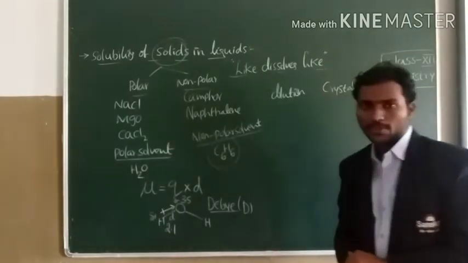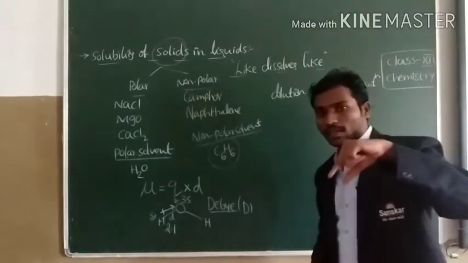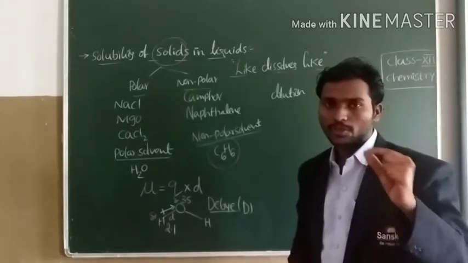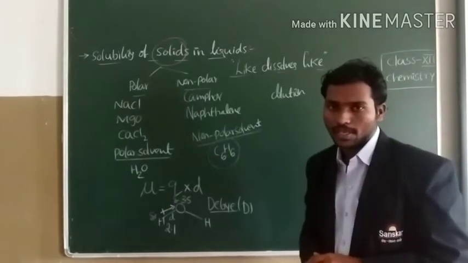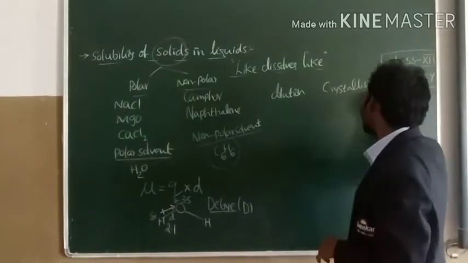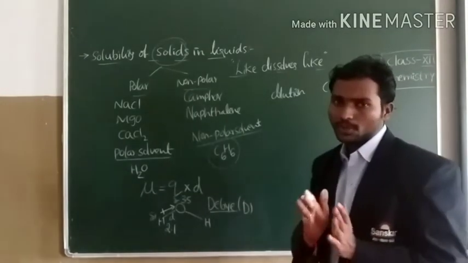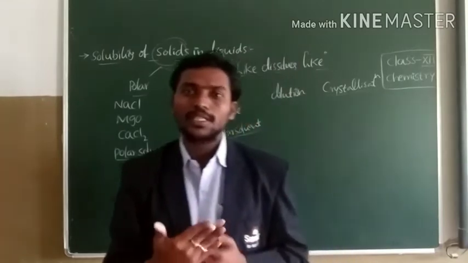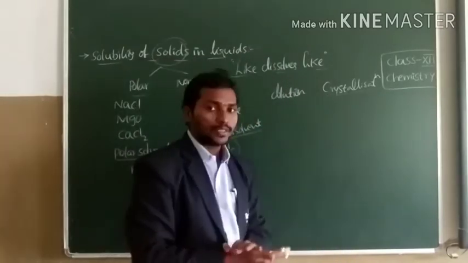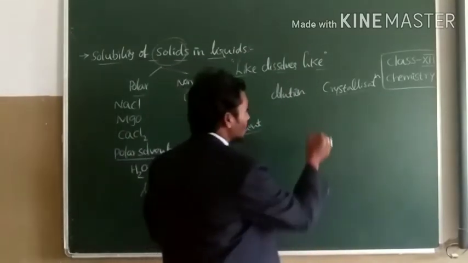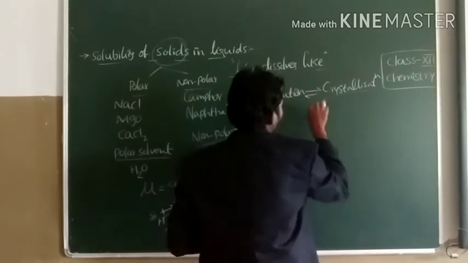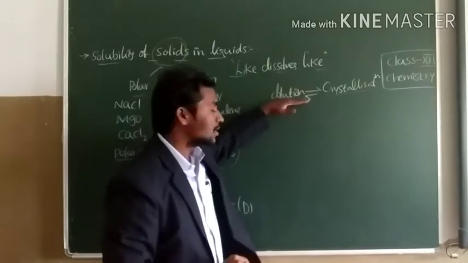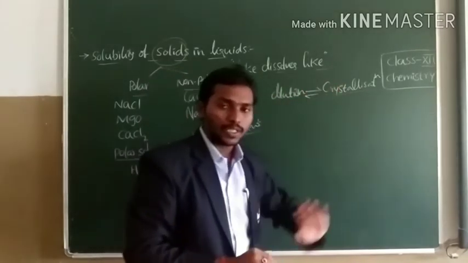What is meant by dilution? Dilution means dissolving solid solute in the given solvent. And crystallization means some of the solute particles cannot dissolve or are not soluble in the given solvent. We have to assume that these two are in dynamic equilibrium. Dynamic equilibrium means the rate of dissolution must be equal to the rate of crystallization.